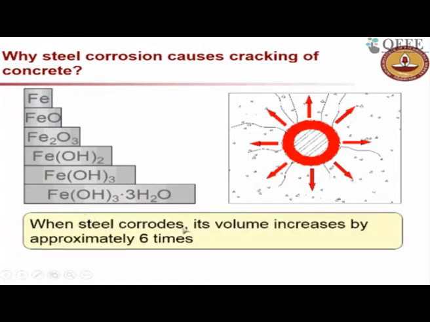For example, when steel corrodes, its volume increases by approximately 6 times. If the volume is increasing 6 times, it is going to exert tremendous expansive stresses in the concrete. So here you have the steel which is corroded, and the rust is forming and occupying a lot of space around that steel, which is creating these expansive stresses. Because of these expansive stresses, the concrete cover can crack. So that is why corrosion-induced cracking in concrete can happen, because of the expansive nature of this rust.